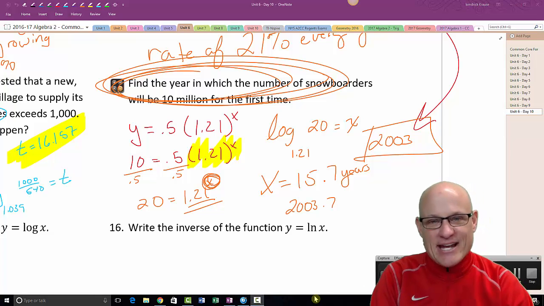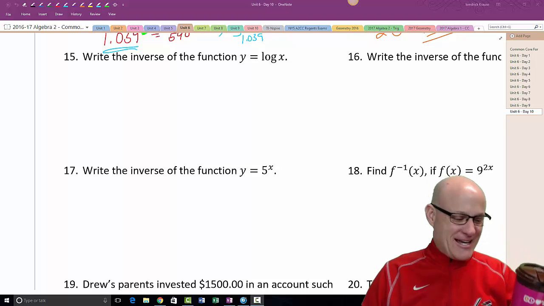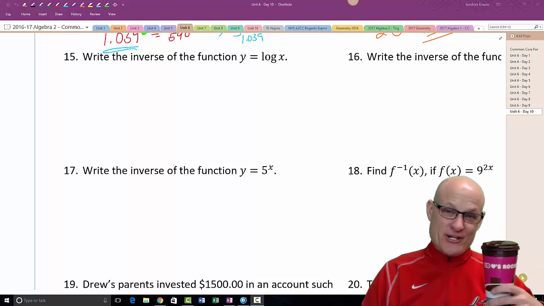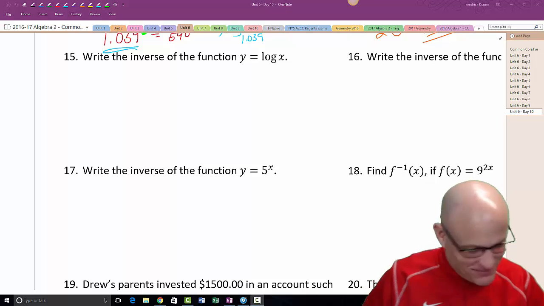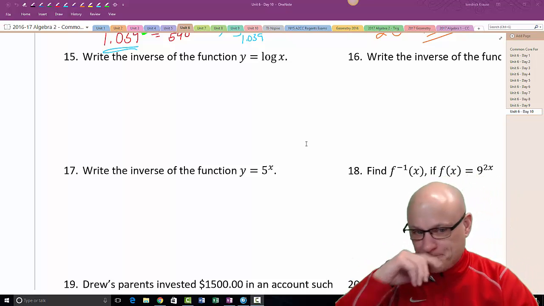By the way, in 88 years, they'll be having flying snowboards. So that 88 years wouldn't be a serious question, okay? Nothing better when you're going to do inverses. Nailed it again. All right, let's do some easier questions.